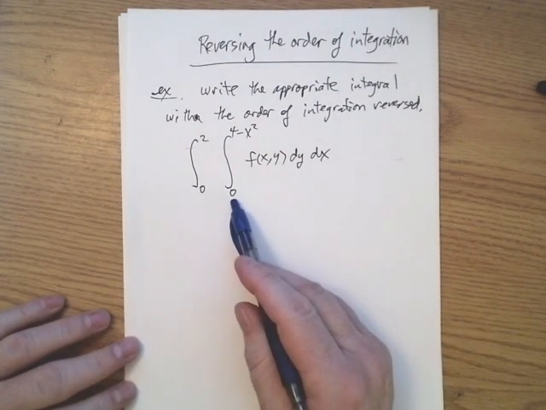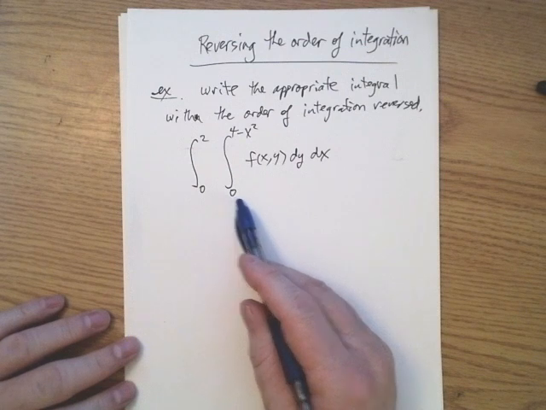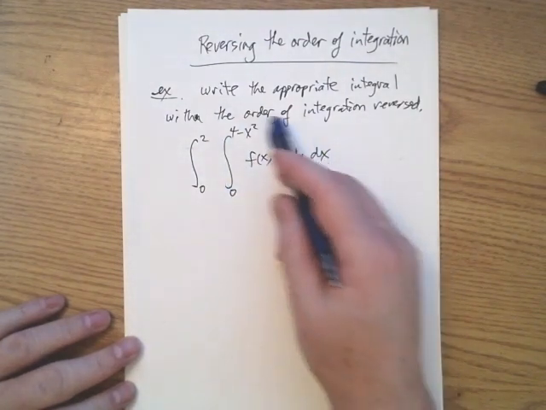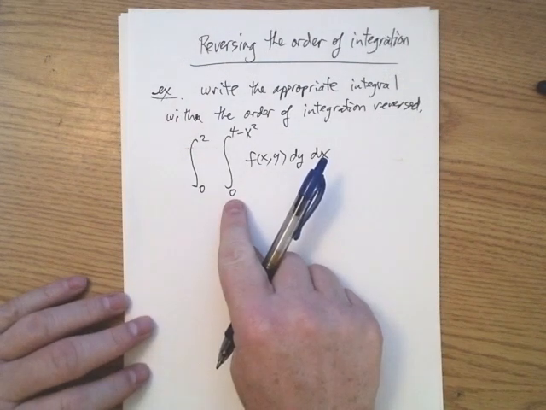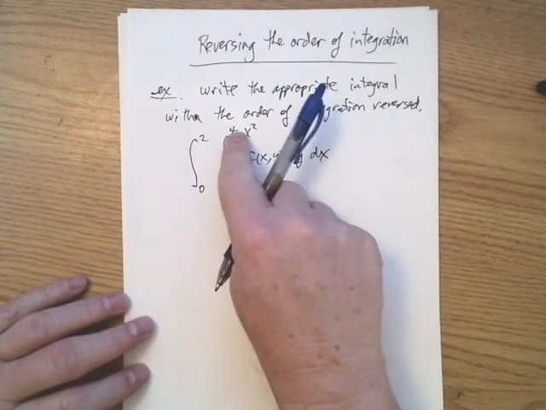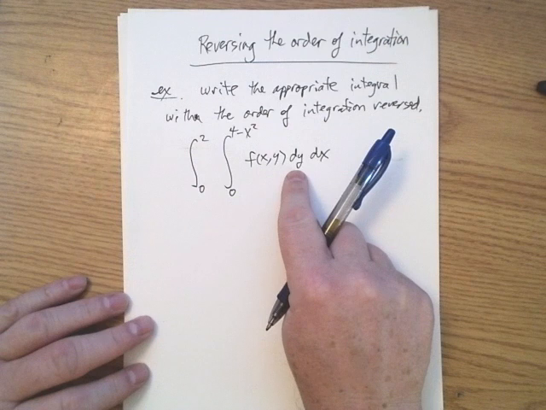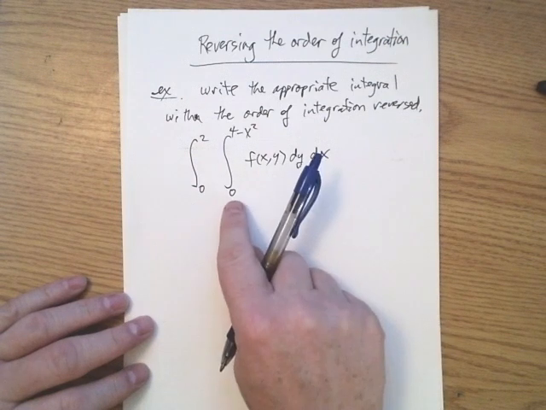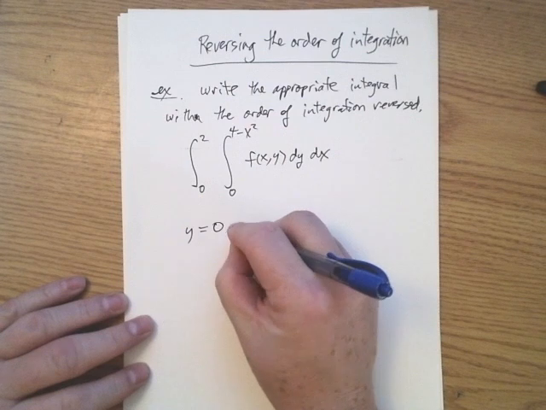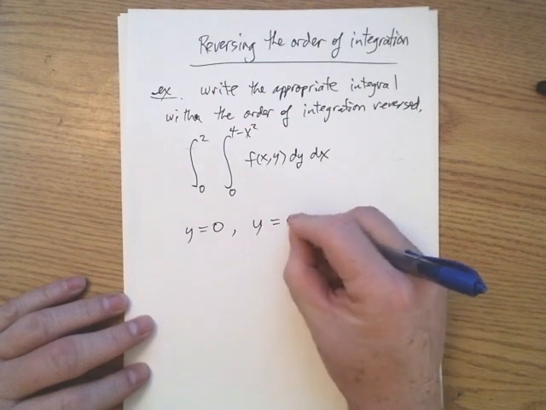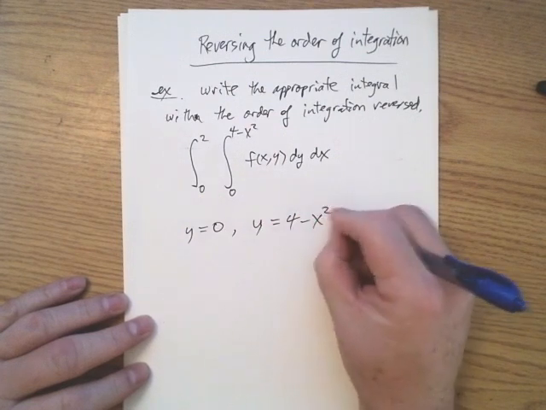Now let's look at the inner integral, the one you're actually working on first. That would be this one, right? Now these limits of integration are what? Y values, right? Because we're integrating with respect to y first. So y goes from 0 to 4 minus x squared.